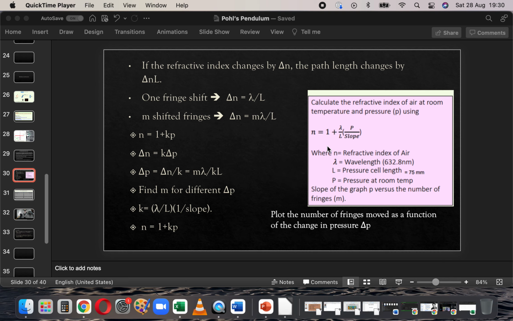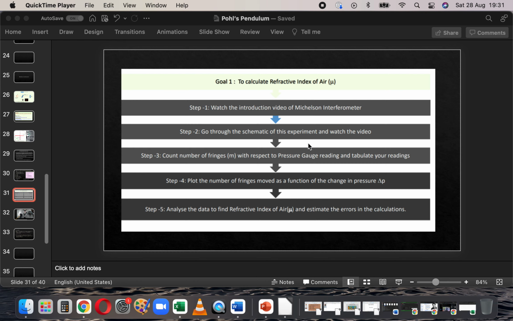You have to take the data from the video. You can see the pressure gauge increasing on one panel of the video, and you can see the fringes move. So you have to basically take the readings from one pressure to the other, the number of fringes that move, and you have to find out the number of fringes that have moved for a given change in pressure delta P, and you have to plot the number of fringes moved as a function of the change in pressure delta P, find the slope, plug it in here, and calculate the refractive index.